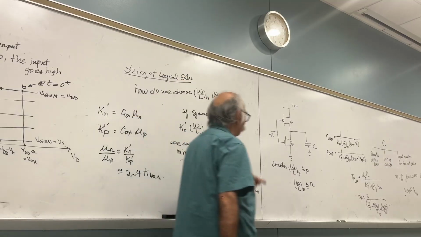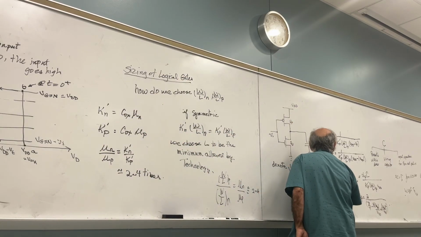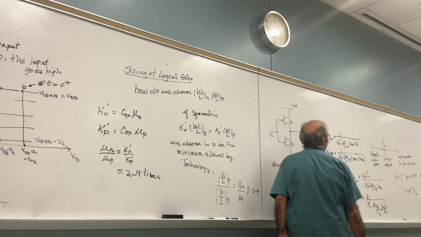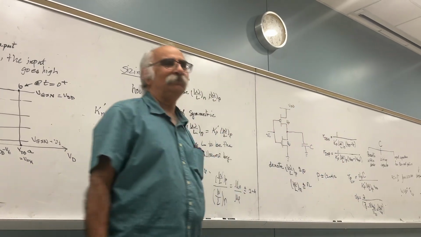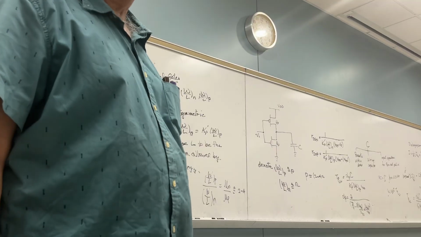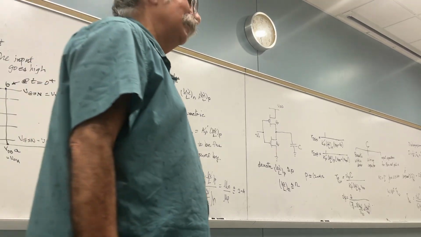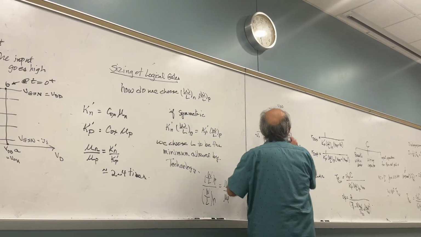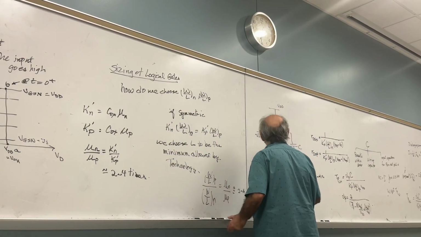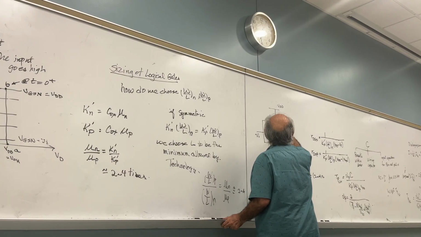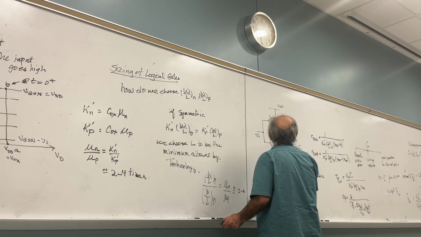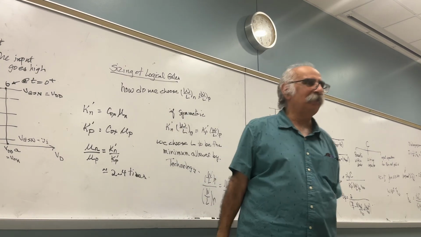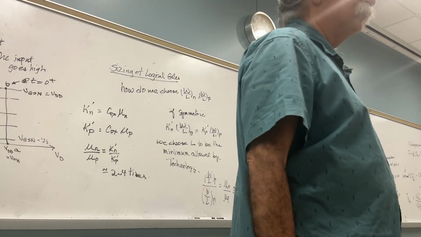So what does this one tell you? I tell you P is approximately 2 to 4 times N. Clear so far? So now what do I have? I have an inverter. I'm going to choose this to be P and this one to be N. Clear?